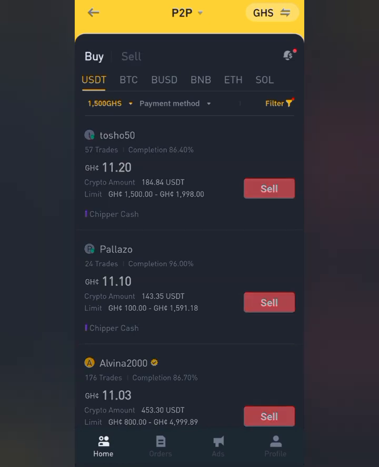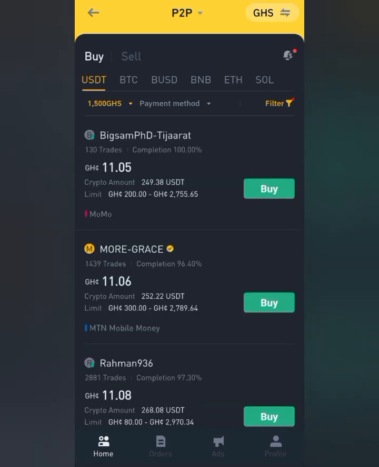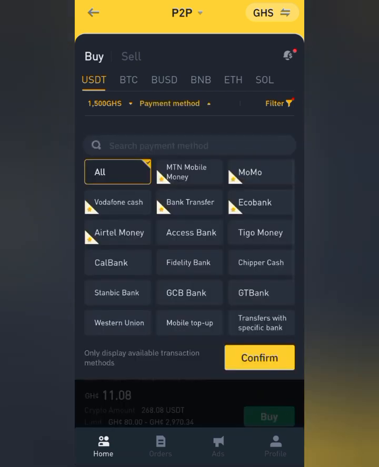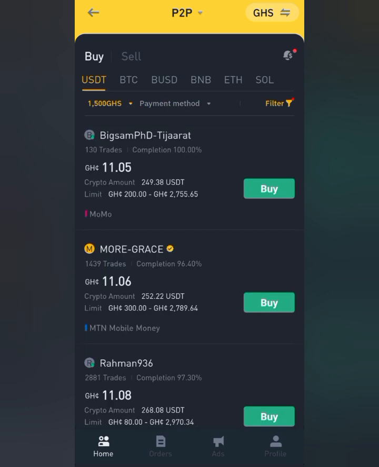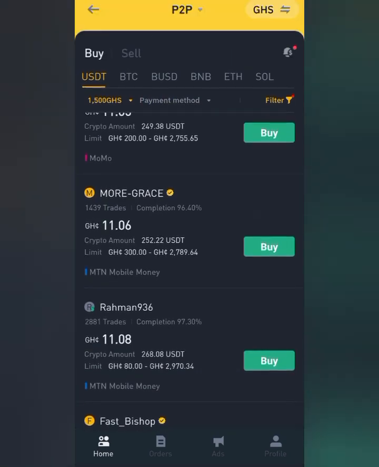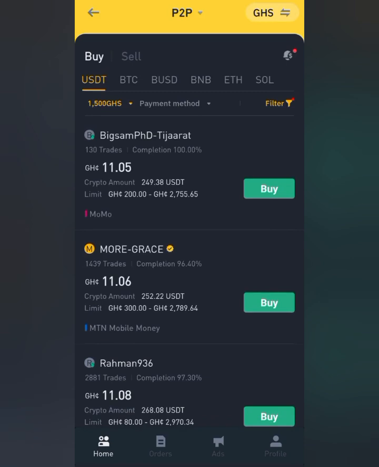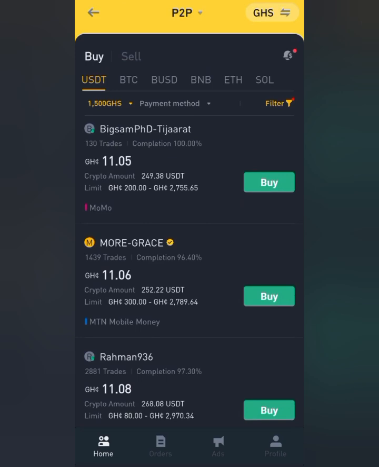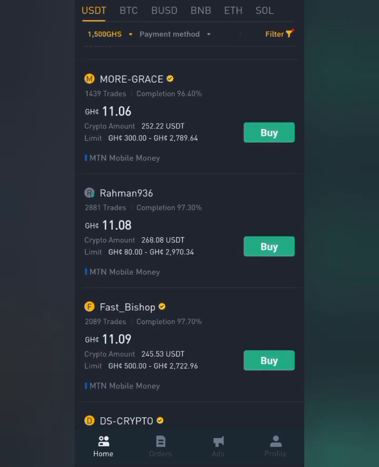If I go to the buy area, it's 11.005. I don't want to filter everything out because I want to see the other payment methods, right? So if I buy by MTN mobile money, I'll be paying 11.06. So I'm buying by Momo, which is practically the same as MTN mobile money, right? Or Momo account direct, right? You'll be paying 11.05, okay? You can see that as you go down, the price increases, okay?